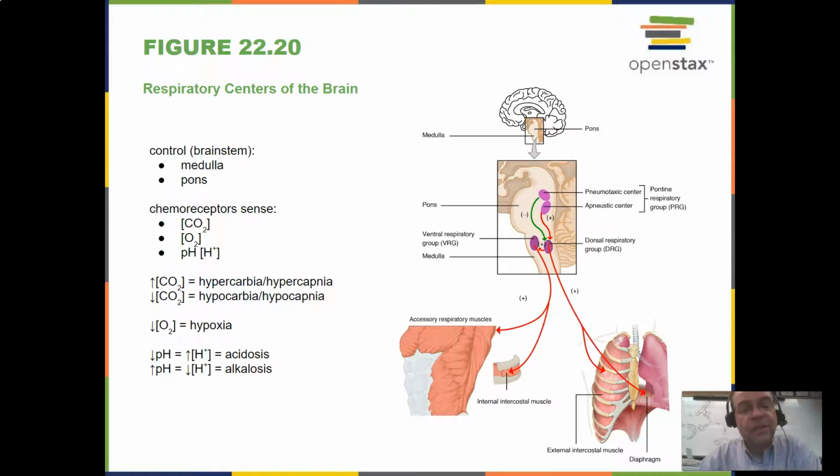So, what are some things that affect breathing? Well, first of all, breathing is controlled by the brain stem. This portion of the brain here, the lower center portion of the brain, and the parts that control breathing are the medulla and the pons. And we have chemoreceptors throughout the body that sense carbon dioxide concentration, oxygen concentration, and hydrogen ion concentration. The brackets mean concentration, okay? Hydrogen ion concentration, they're also called protons.